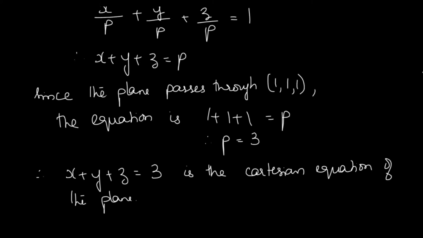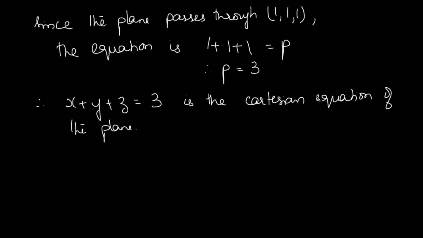Now the vector equation of the plane becomes this way. We put it as r dot i plus j plus k. The coefficient of x, y, z is 1, 1, 1. So we get 1i plus 1j plus 1k. r dot (i plus j plus k) is equal to 3 is the vector equation of the plane.